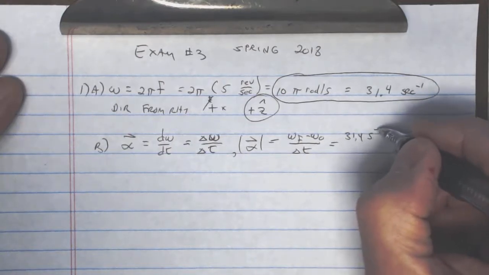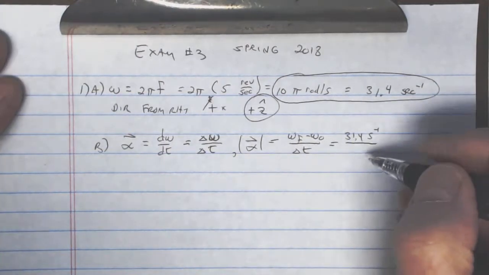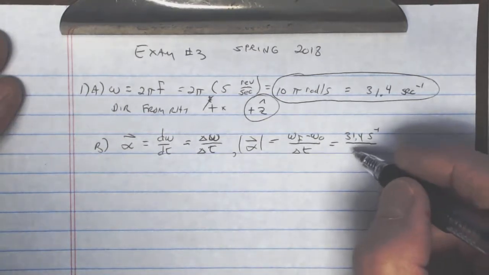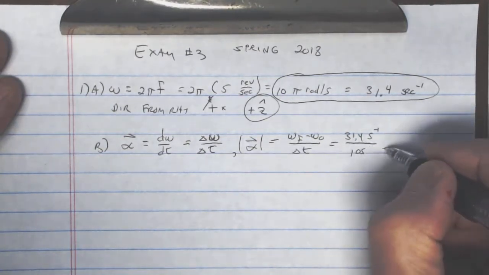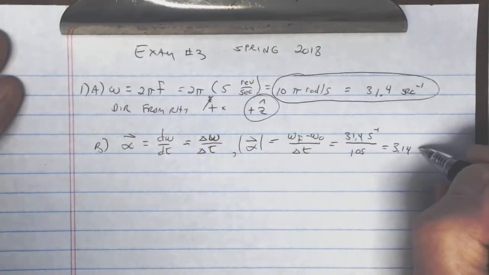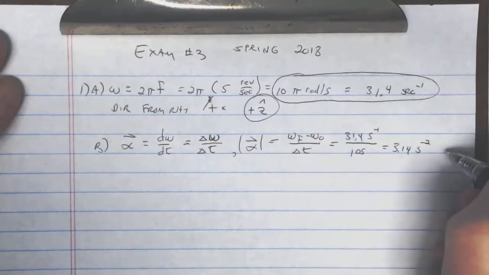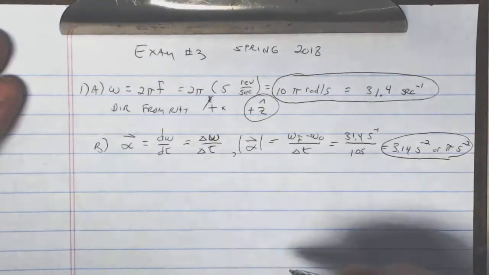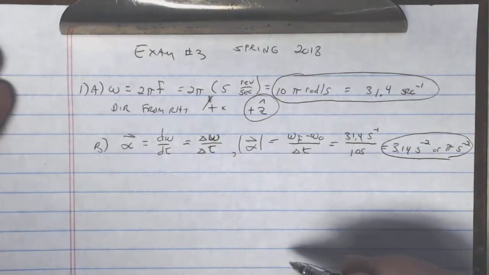31.4 inverse seconds from above, because that's the final omega. The initial omega naught was 0. It started from rest, divided by 10 seconds. So we're back to 3.14. Units are radians per second squared, or if you like, just per second squared. Or if you didn't take the pi out there, you probably didn't do it here either. So pi radians per second squared, or just per second squared. So that's the answer, part of the answer to B.